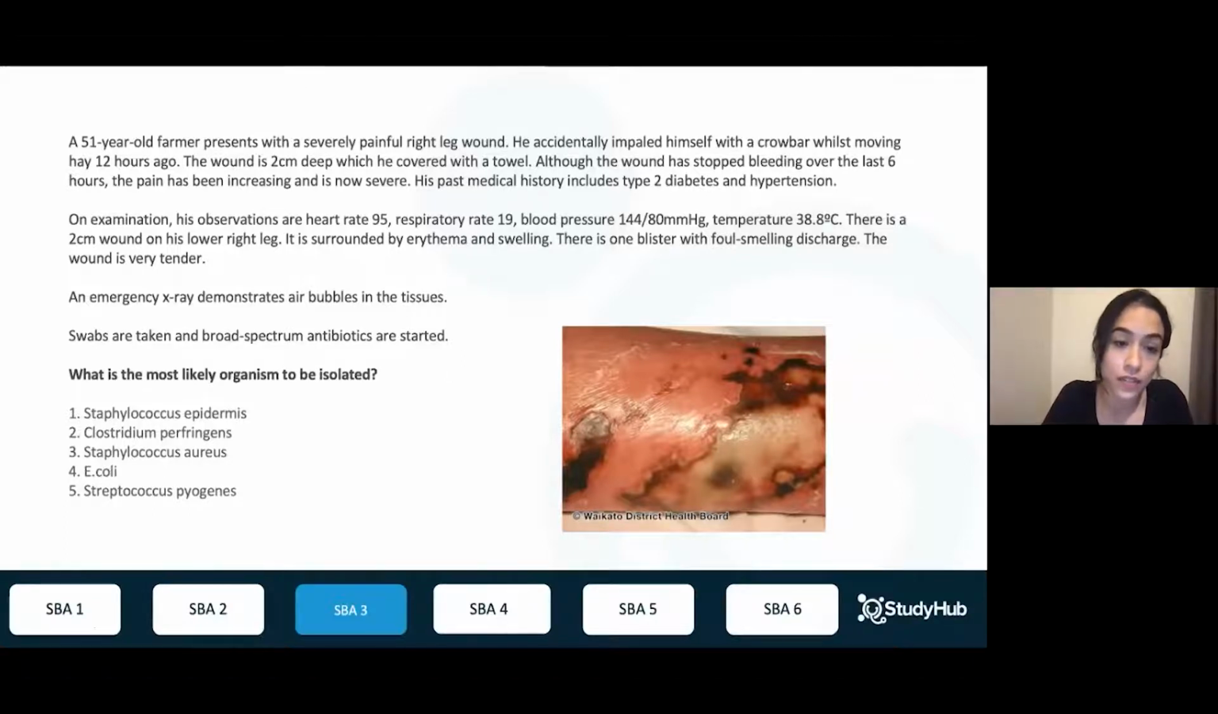On examination, his observations are a heart rate of 95, respiratory rate of 19, a blood pressure of 144/80, and a temperature of 38.8. There is a 2 centimeter wound on his lower leg. It is surrounded by erythema and swelling, and there is one blister with foul-smelling discharge. The wound is very tender. An emergency X-ray demonstrates air bubbles in the tissues. Swabs are taken and broad-spectrum antibiotics are started. What is the most likely organism to be isolated? 1. Staphylococcus epidermidis. 2. Clostridium perfringens. 3. Staphylococcus aureus. 4. E. coli. Or 5. Strep.